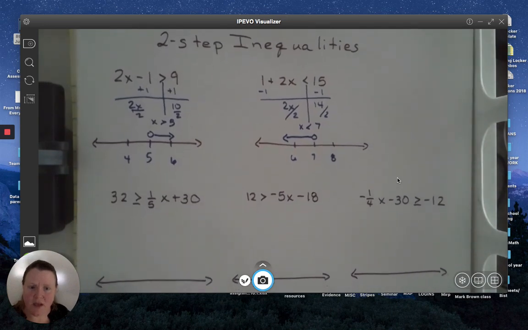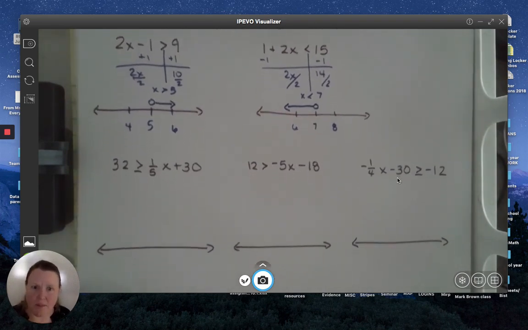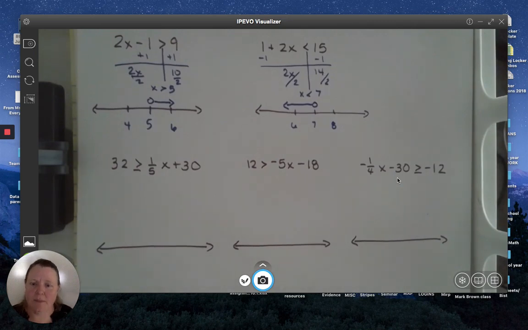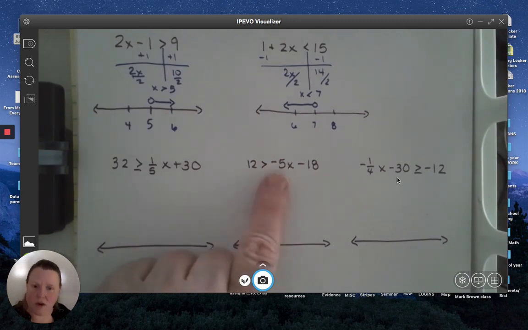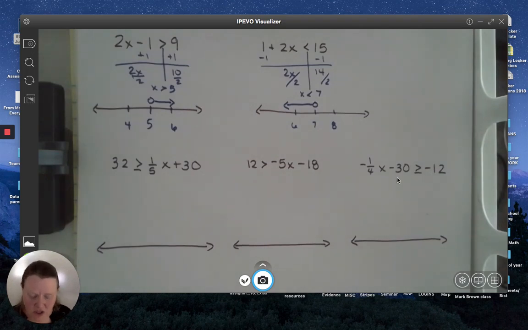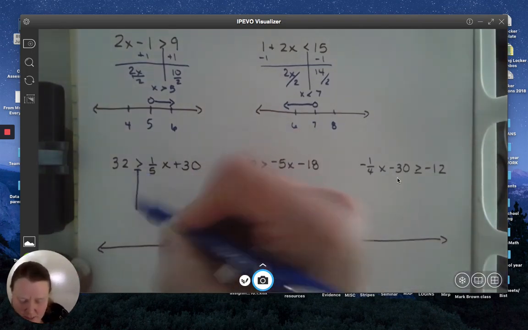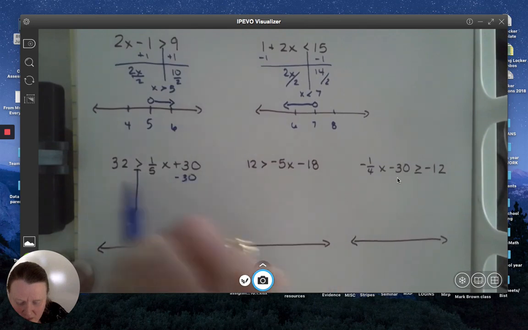So again, I'm going to put the 7 in the middle, and I'm going to put an open circle with an arrow going in the less than symbol direction, so that the less than and the end of my arrow match. So those are just some basics just to kind of get you started again in your brain thinking about equations and inequalities.